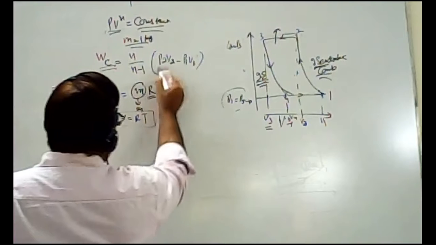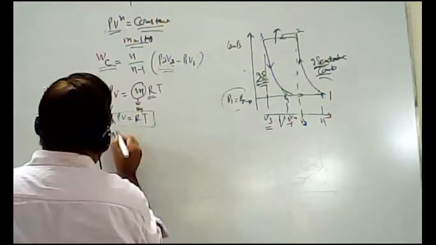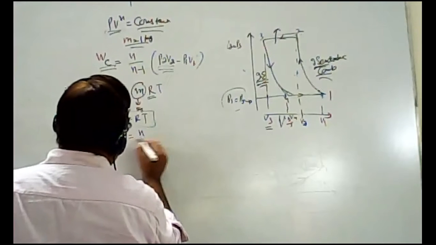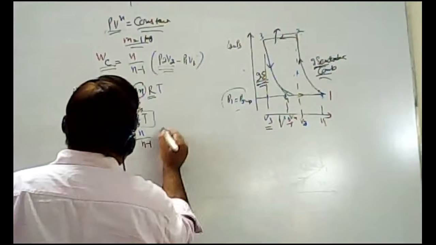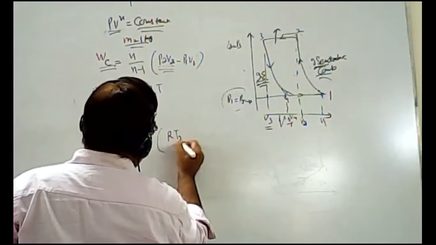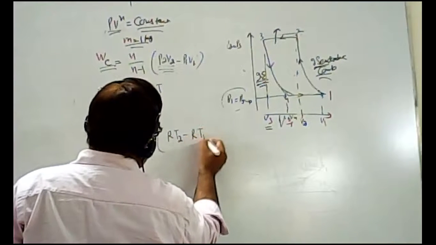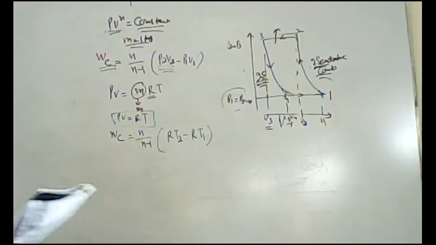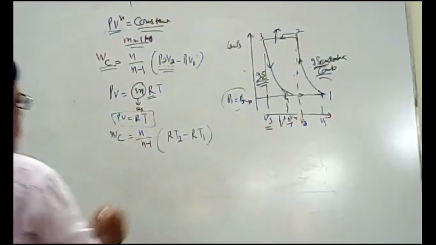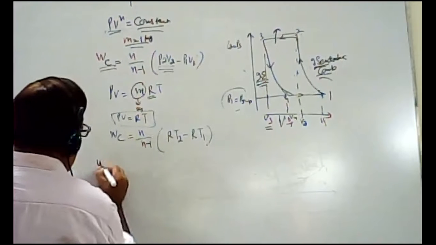Okay, so I can write over here, work done by the compressor will be equal to n divided by n minus 1, R T2 minus R T1. So this is all about the work done by your compressor. Okay, now what will be the work done during expansion?